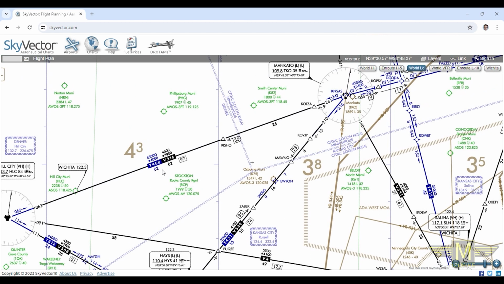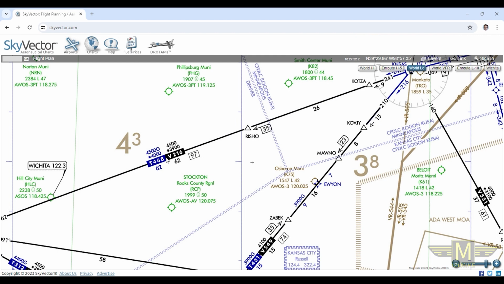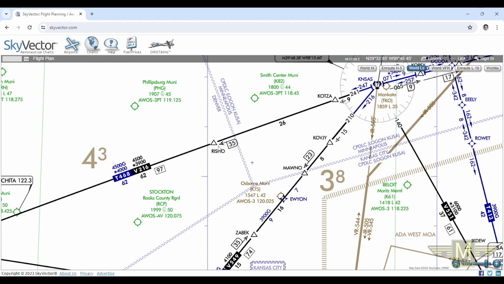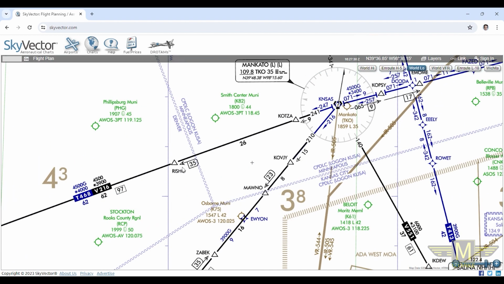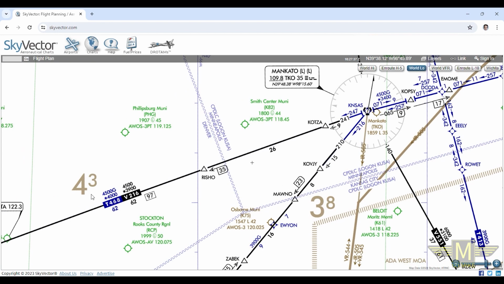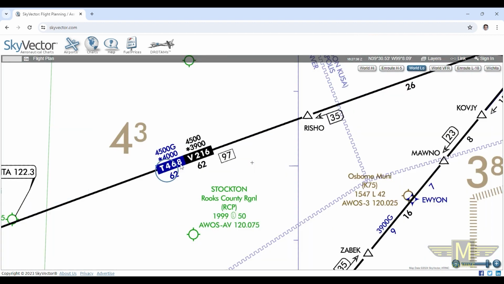Now, if you notice these two boxes, the total segment length between intersections is 62 miles between here and Risho. Risho is identified on the 35 DME from the Mankato Vortac. So it reads the same as before. The blue GPS minimum en route altitude of 4,500 feet is the same for the Victor airway, but the Victor airway minimum obstruction clearance altitude is 100 feet lower at 3,900.